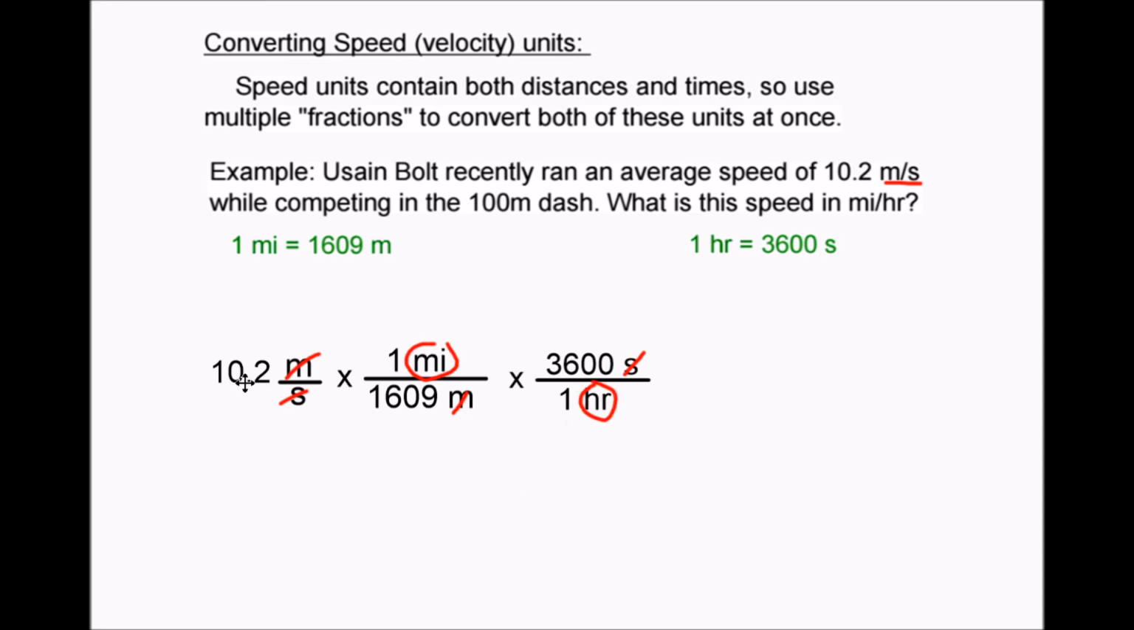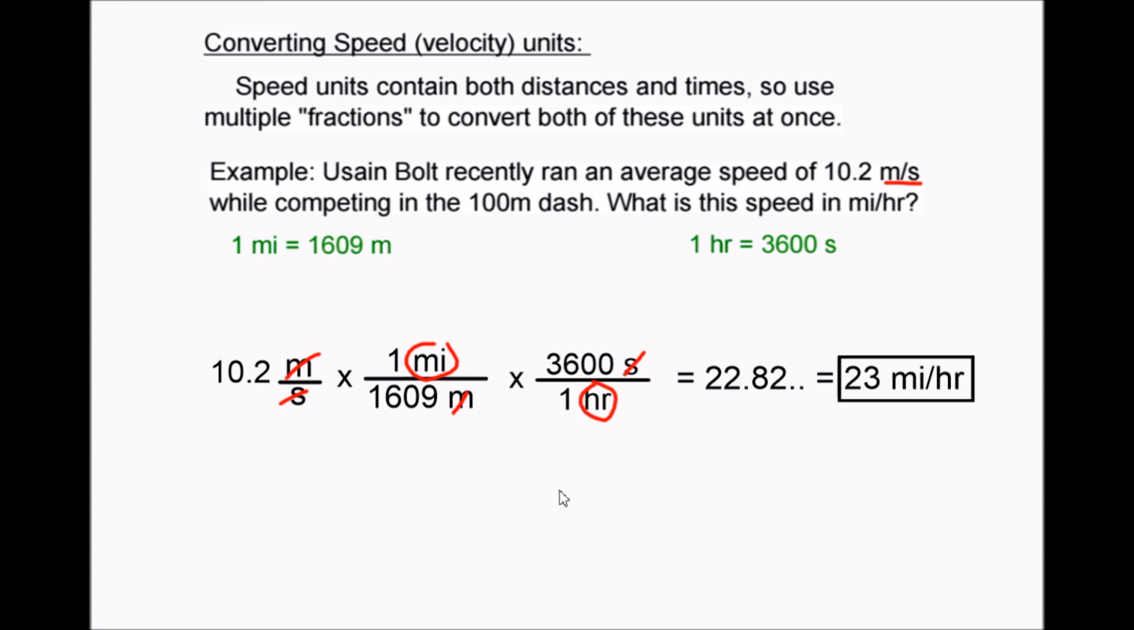Now it's just a matter of carrying out the math. 10.2 times 1 divided by 1,609 times 3,600 divided by 1. When I do that, I come up with 22.82 rounded to 23 miles per hour. You know, 10.2 meters per second is pretty darn fast. I challenge any of you to try to run side by side with a car going 23 miles per hour. It's not going to be very easy to do.